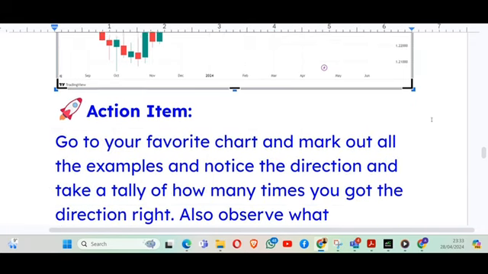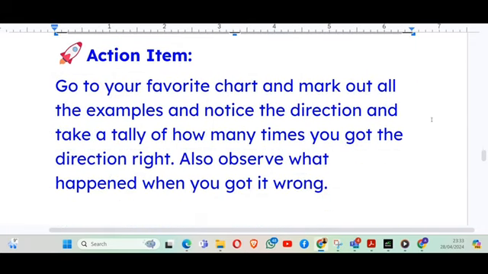So your action item, guys. What I want you to do is go to your favorite charts and mark out all the examples and notice the direction, and take a tally of how many times you got the direction right. You just do an eyeball test, literally. For example, you can do last week and the previous week.